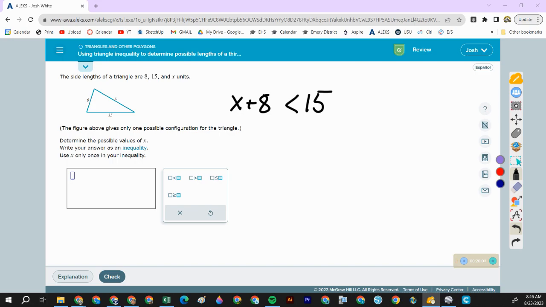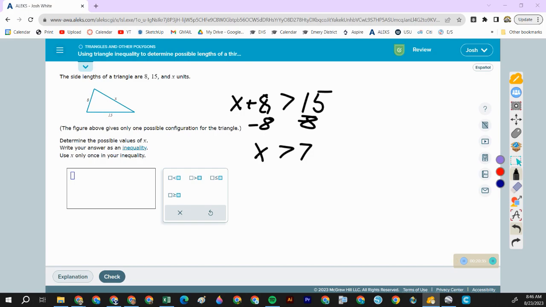Whatever the angle is, plus 8, oh, it has to be bigger. Sorry, I don't know what I was thinking. Does everybody understand that? Whatever x is, when you add it to 8, it has to be bigger than 15. So let's solve this. Move the 8 to the other side. X is greater than 7.